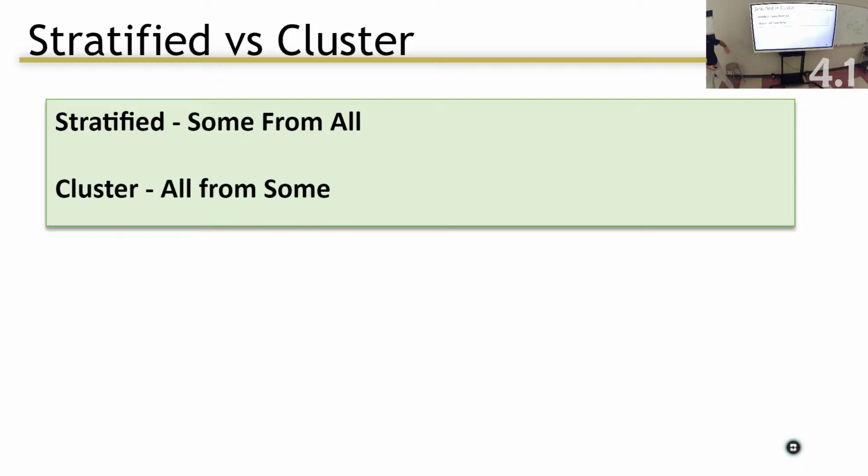So those two do get confusing. Stratified sum, those go together, the S and the S. Stratified sum from all. Cluster is all from some. Okay? That's the best little hint that I got for that. I stole that from somebody.